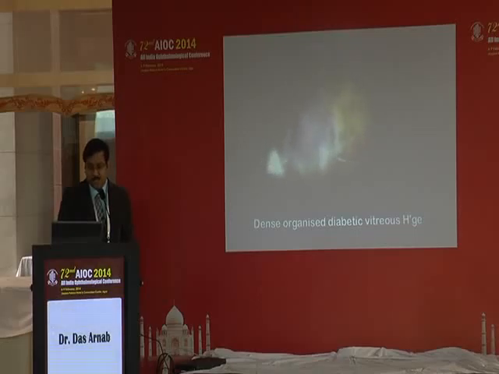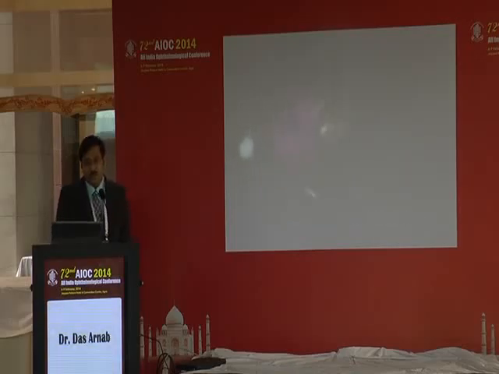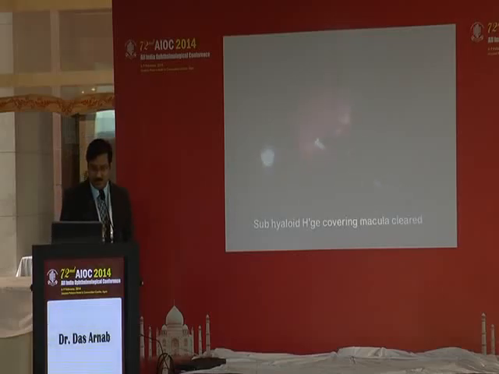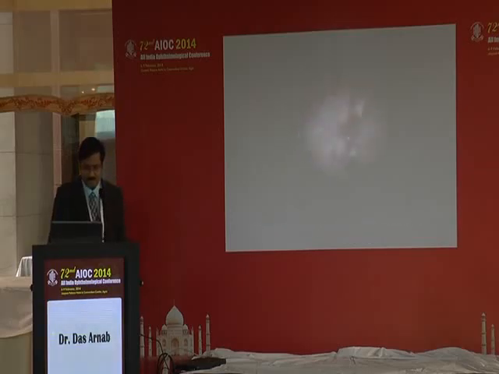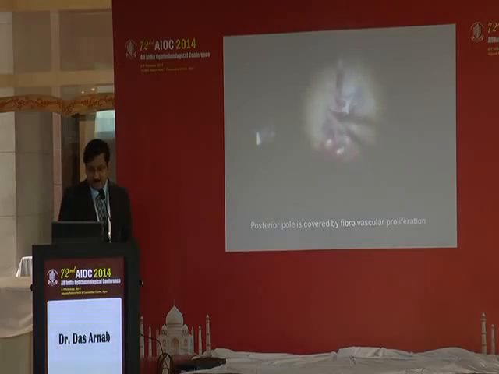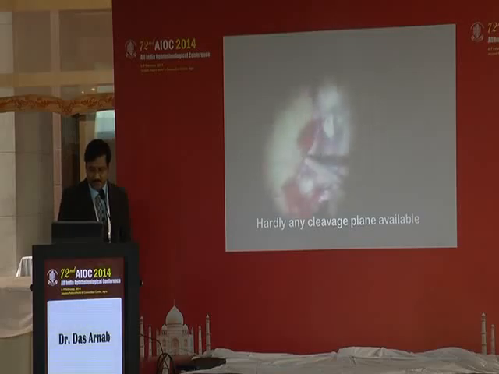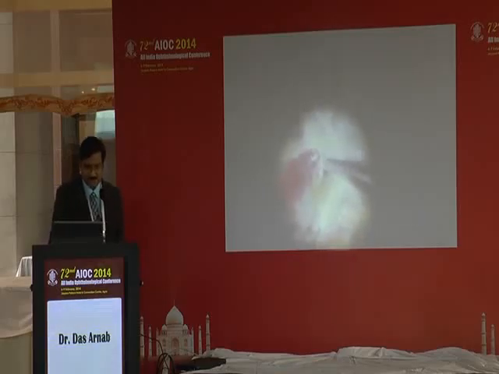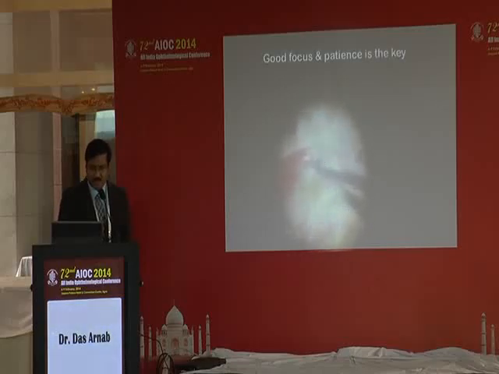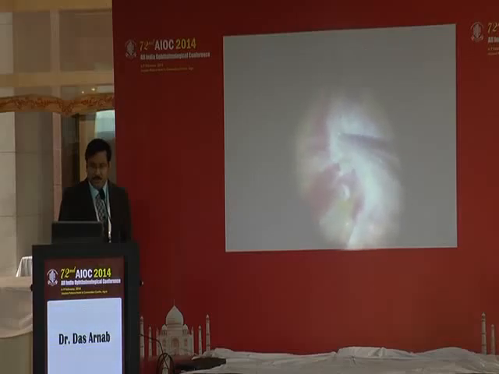This is an organized dense vitreous hemorrhage. And what do we find once we have cleared the blood? The posterior pole is covered with fibrovascular proliferation with no plane of cleavage. Again, good focus and patience is the key. No heroisms, please.